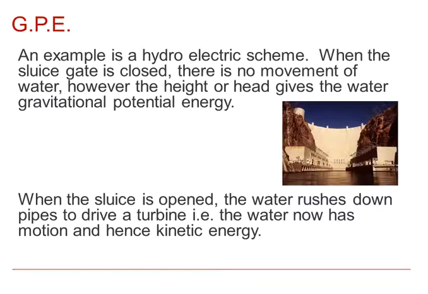So an example of this is the hydroelectric scheme. When the sluice gate is closed, there is no movement of water. However, the height or head of the water gives the water its gravitational potential energy. When the sluice gate is opened, the water rushes down the pipes to drive a turbine, i.e., the water now has motion and hence it has kinetic energy. So its initial potential energy due to its height has been turned into kinetic energy due to the drop in the height and the gain in the speed.